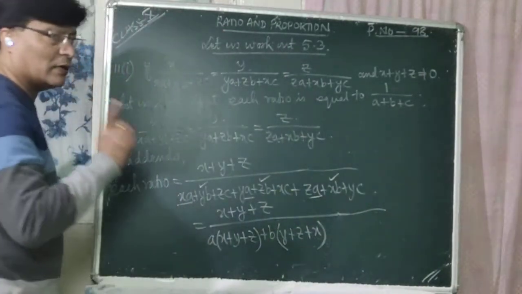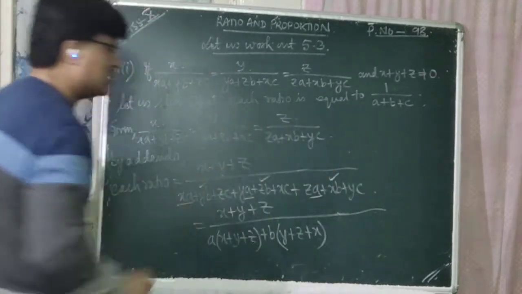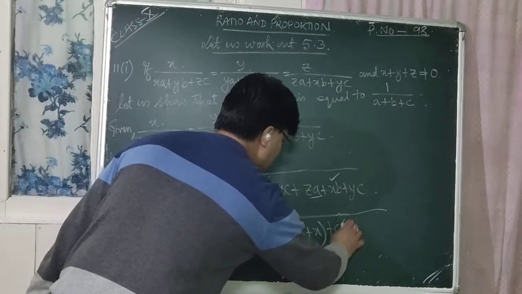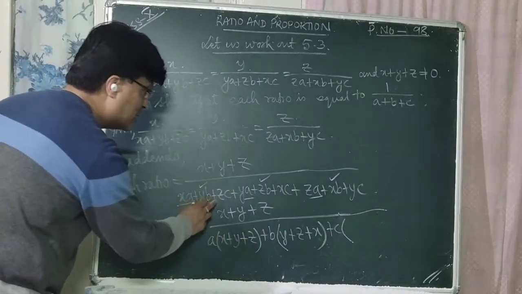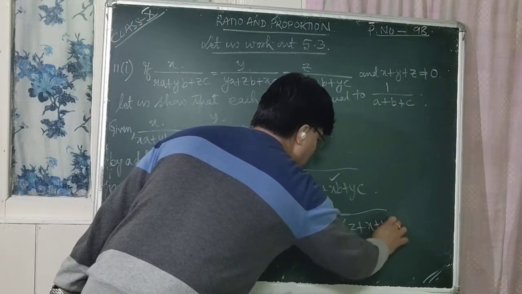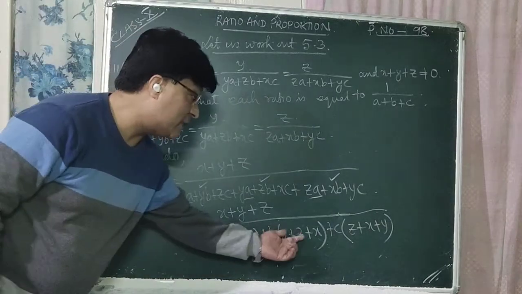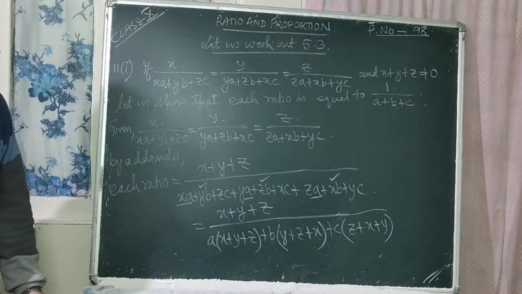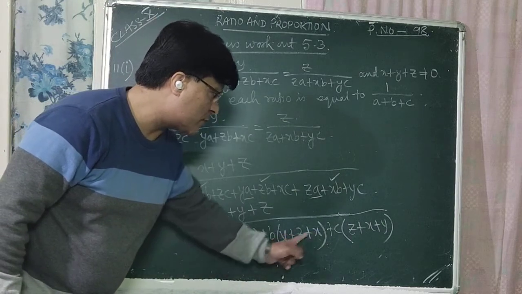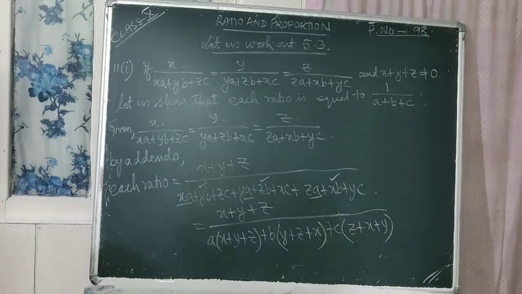And from these remaining terms, zc, xc and yc are there. What is common here? c is taken common. So within bracket, what do we get? z plus x plus y. So actually, within bracket, these are the same expressions, right? This is x plus y plus z. This is also x plus y plus z. This is also x plus y plus z. That means you can take it common here.